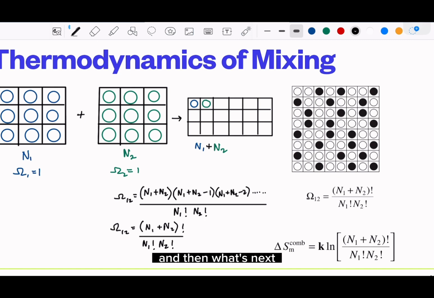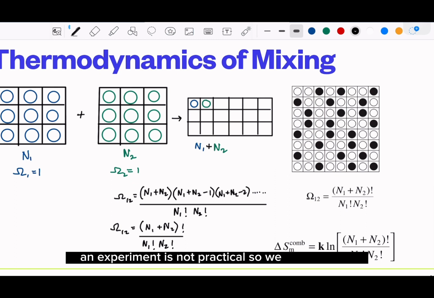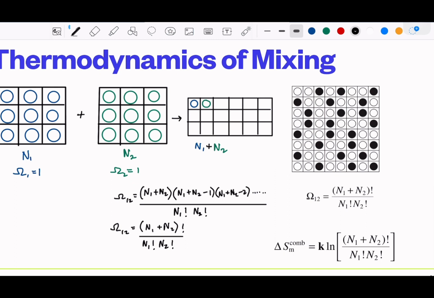And then what's next? Of course, this is not something that is practical in measuring something, right? In experiment, it's not practical. So we need also to simplify this. And the way we do it, let me just skip some process. We call the approximation the Stirling approximation.